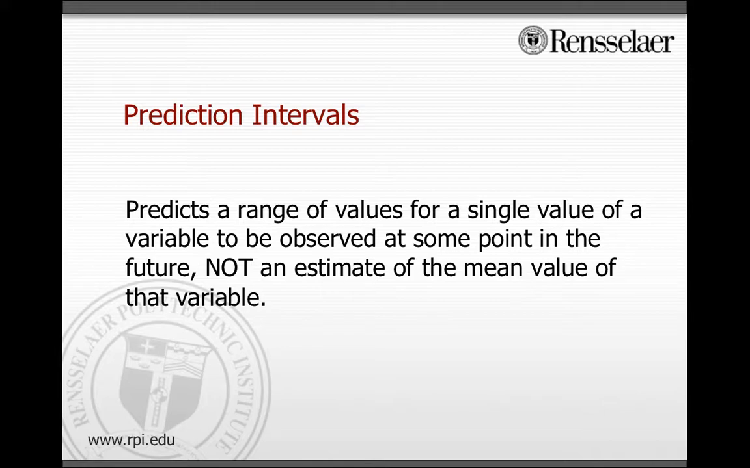The other type of interval we will be covering is a prediction interval. Now, a confidence interval tries to predict the true mean value of a population, or some other descriptive statistic of a variable. A prediction interval aims to predict a single value of a variable that will be observed in the future. Again, this type of interval will be using a t-distribution and a t-critical value.